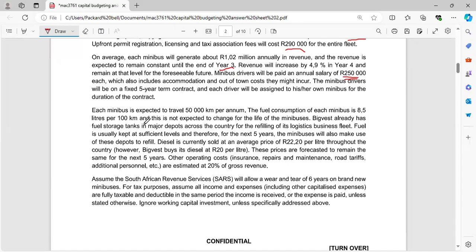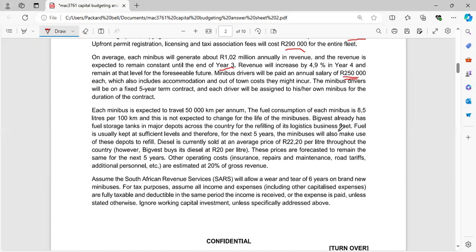They say each minibus is expected to travel 50,000 kilometers per annum. The fuel consumption of each minibus is 8.5 liters per 100 kilometers. And this is not expected to change for the life of the minibus. Right? There are already fuel storage tanks in major depots across the country for the refilling of its logistics business fleet. Fuel is usually kept at sufficient level. So this is going to be another cost, the fuel cost.